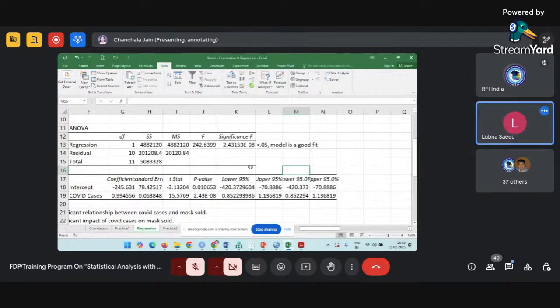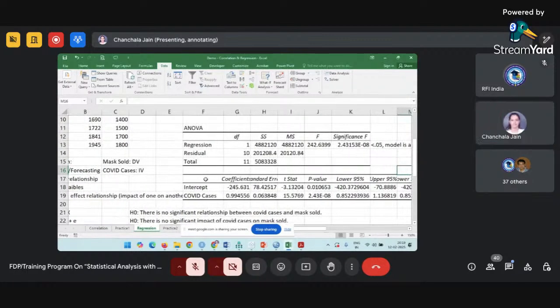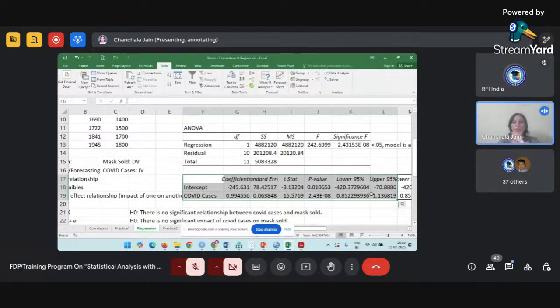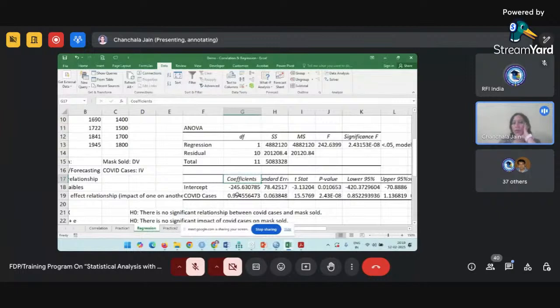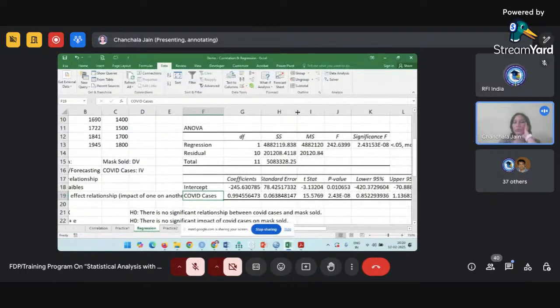Yes, ma'am. Next is the coefficient table. This is again a very important table. Generally, you need to report till here, right? Here you need to see the coefficient values are coming as minus 245, means your intercept value is minus 245.63. COVID cases coefficient value is 0.9945, right? But before reporting these two values, you need to see whether these two values are significant or not.